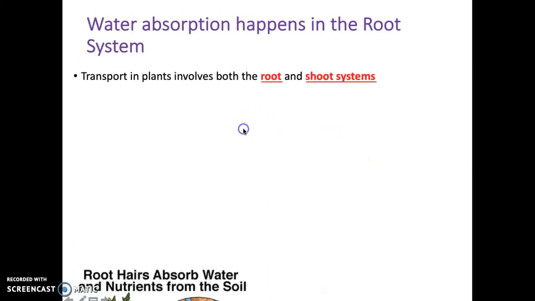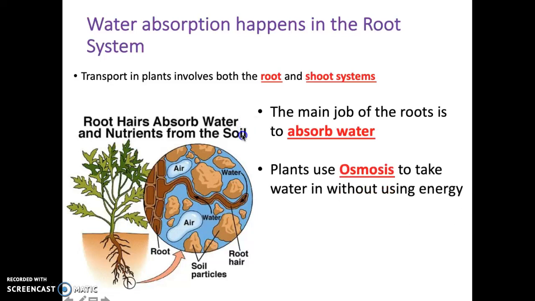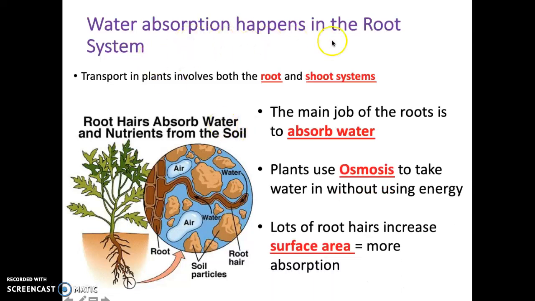Now, let's talk about the root system. What is the main purpose of the root system? That is to basically absorb water. So the main job is to absorb water. Make sure that you write that down.